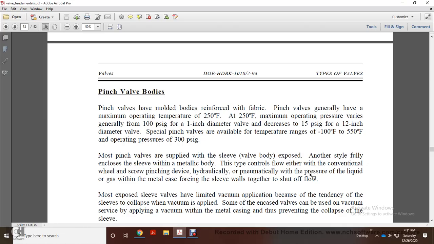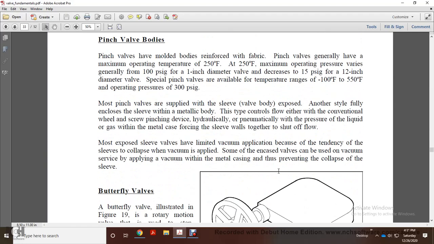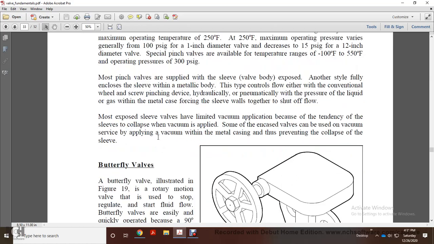Most pinch valves are supplied with an exposed sleeve valve body, while another style is fully enclosed with the sleeve within a metallic body. The flow is controlled by either a conventional wheel-driven pinch device, or hydraulic or pneumatic pressure of liquid or gas in the metal case forcing the sleeve walls together to shut off the flow. Most exposed sleeve valves have limited vacuum application because of the tendency of the sleeve to collapse when vacuum is applied. Encased valves can be used in vacuum service by applying the vacuum within the metal casing, thus preventing the collapse of the sleeve.